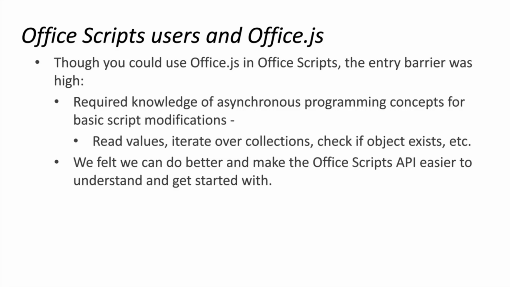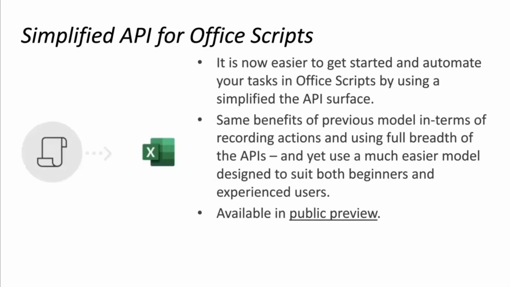So in that regard, based on our research and development, we are now introducing a simplified API version for Office Scripts. It is now easier to get started and automate your tasks in Office Scripts by using a simplified API surface. And we'll go over the details of what that means. You still get the same benefits of the previous model in terms of recording actions and using the full breadth of the APIs, and yet use a much simpler and modified model designed to suit both beginners as well as experienced users.